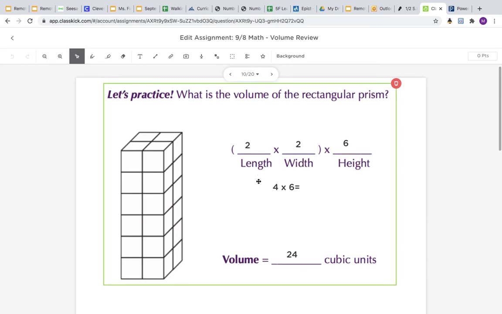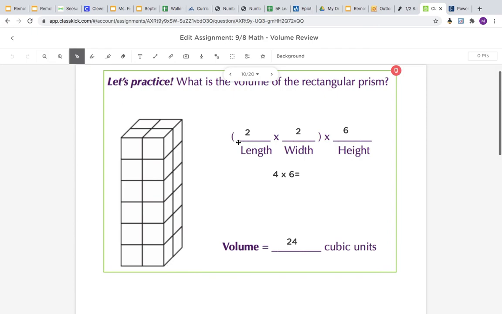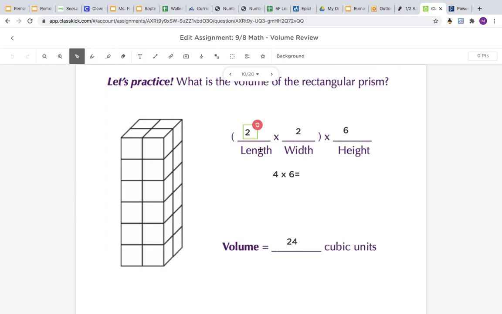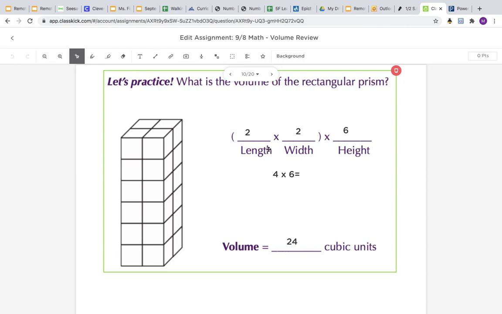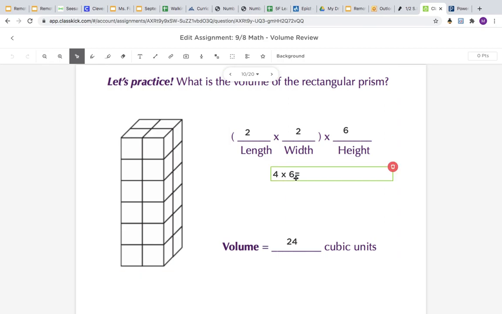All right, this was an example that we did in class. So what is the volume of the rectangular prism? Well, we first would find the length over here. It is 2 cubes long times the width. It is 2 cubes wide, which is our area of the base. So 2 times 2 is 4. Then to find volume, we want to multiply that by our height, which is 6 cubes tall. We would multiply 4 times 6, and we would get 24 cubic units.